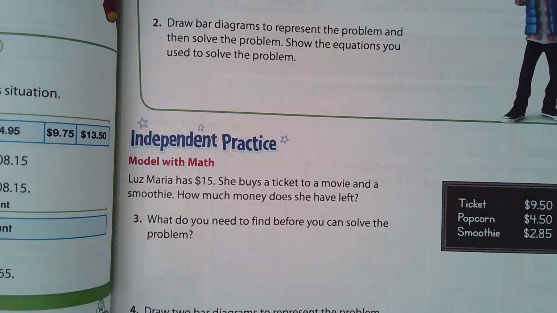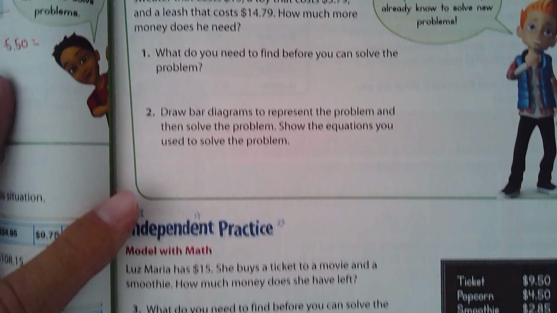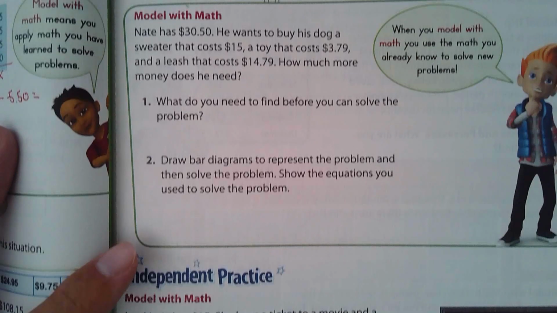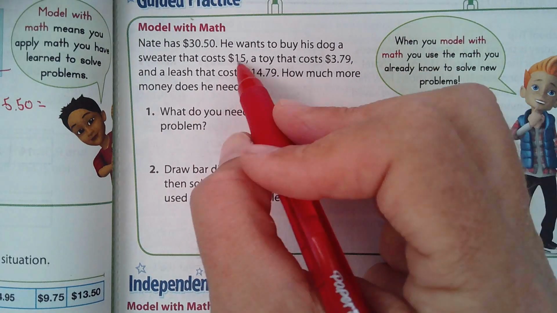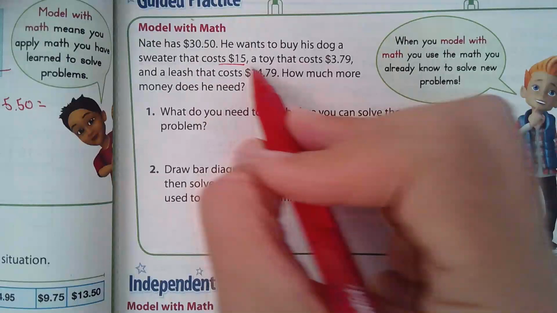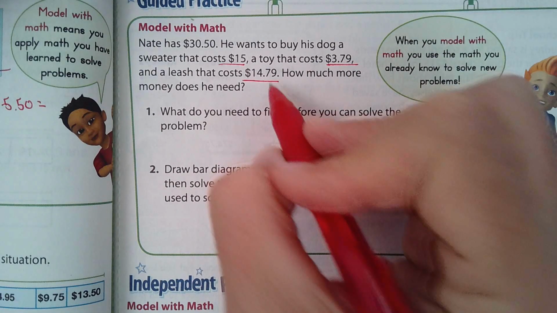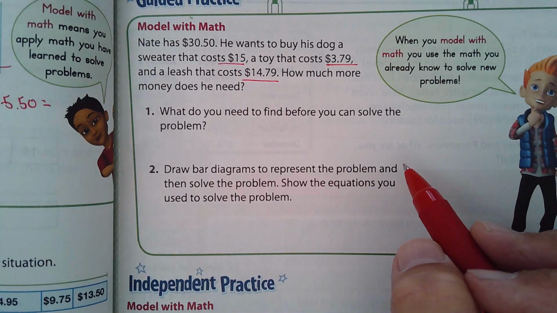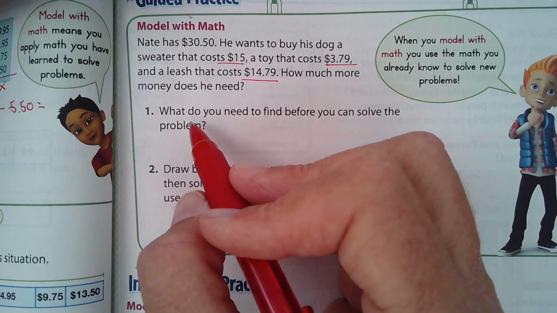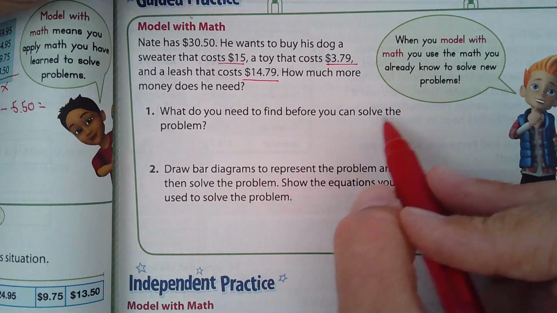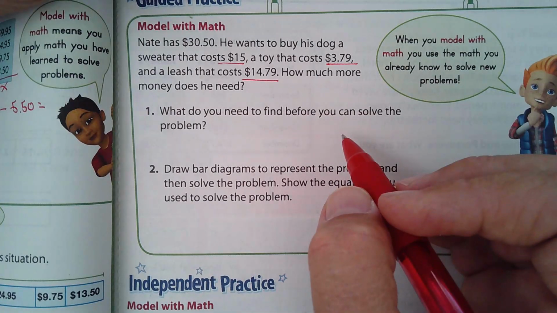Let's see here, 67. It says Nate has $30.50 and he wants to buy his dog a sweater that costs $15, a toy that's $3.79, and a leash that's $14.79. How much more money does he need? And the first question they ask you is, what do you need to find before you can solve the problem? Well, what do we need to find before we do anything else?